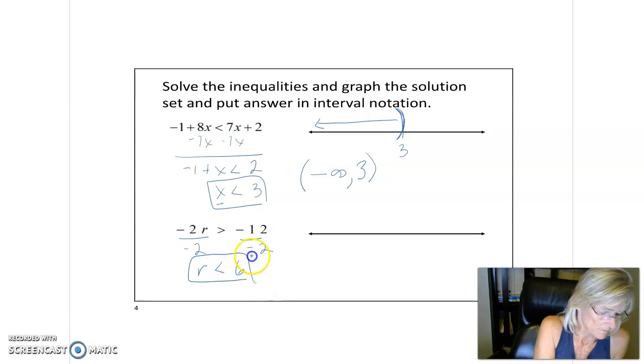So let's graph. We need the 6. All the values on the number line are less than 6. That's all of those. It doesn't include 6, and we need a parenthesis.